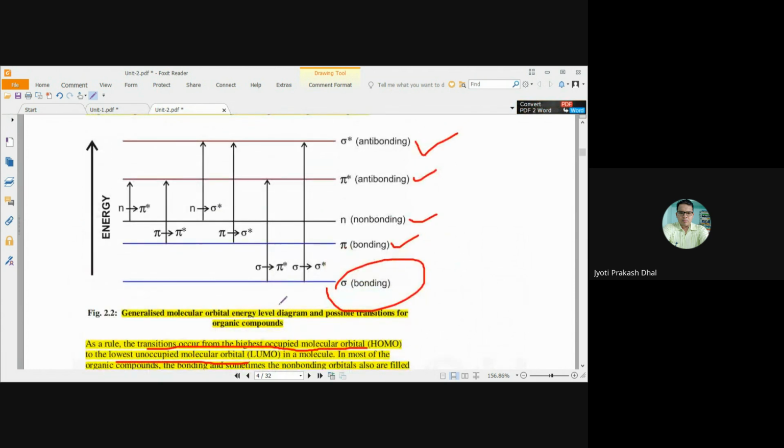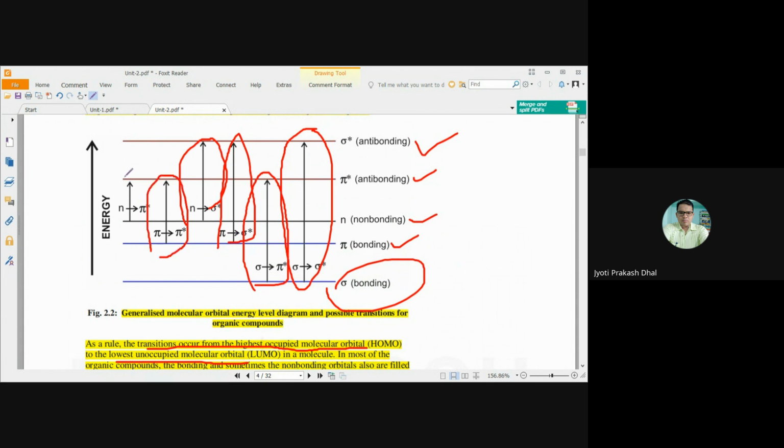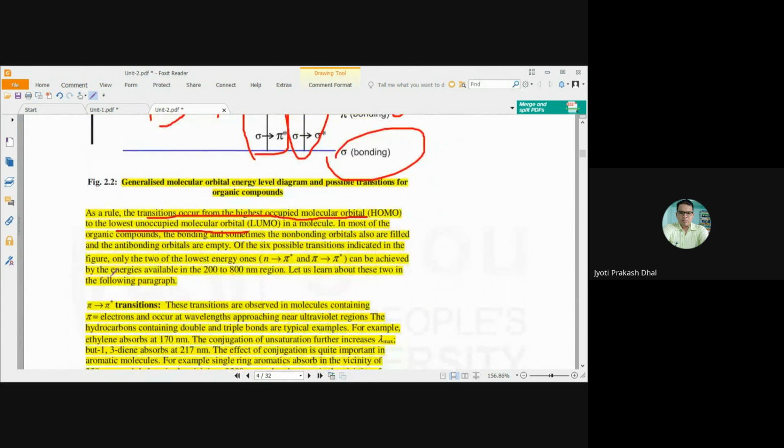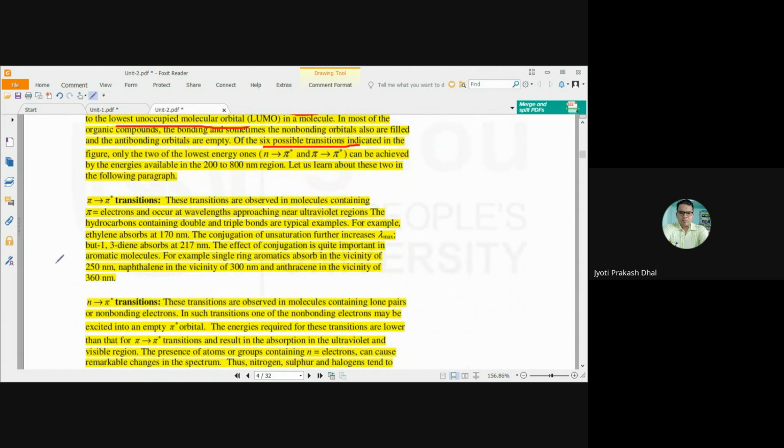If the transition takes place from sigma to sigma star, this is the most energetic electronic transition, and the next will be sigma to pi star, and the next one will be pi to sigma star, then n to sigma star, then pi to pi star, and the lowest energy will be consumed when the transition takes place from n to pi star. So the six possible transitions are there. We will discuss them one by one.